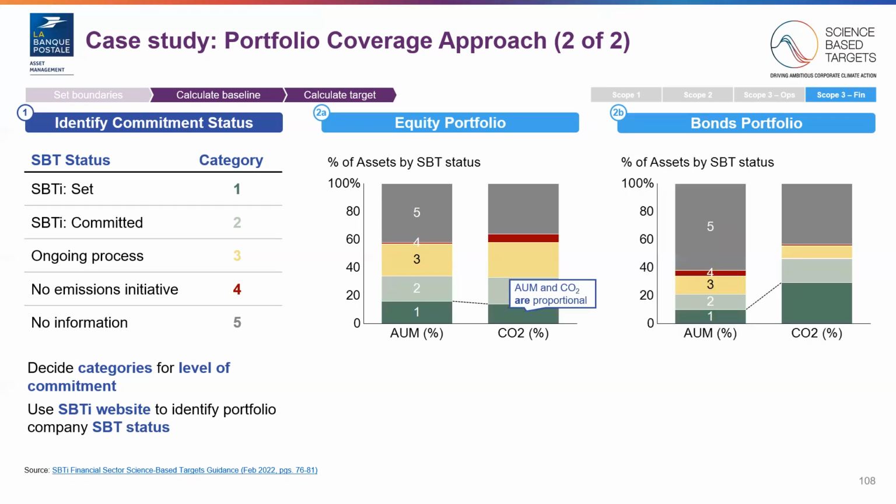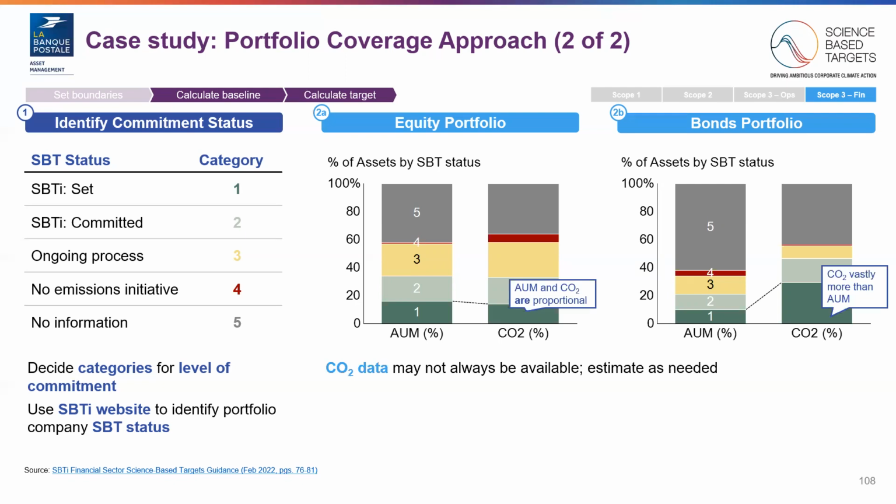However, when shifting to their bonds portfolio, Le Bon Postal Asset Management realized that the coverage of companies with commitments with set targets were only about 10% of assets under management, 20% of assets under management, and this is groups 1 and group 2 in the dark and light green, and they were closer to 40 or 45% of emissions, nearly double.